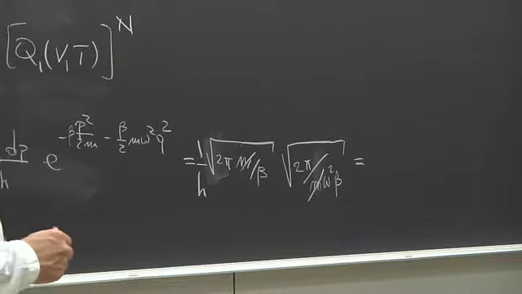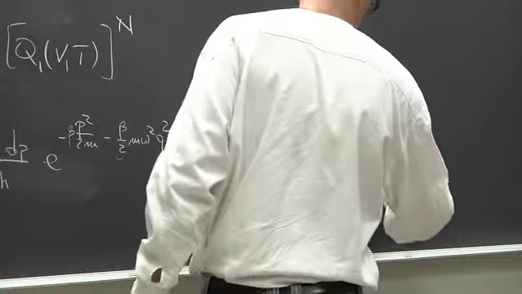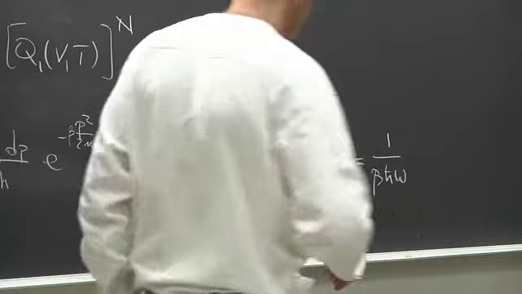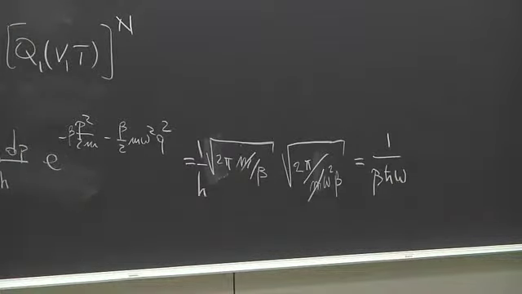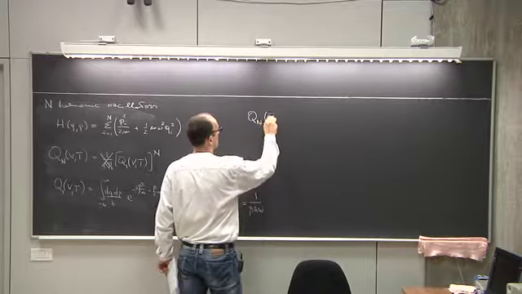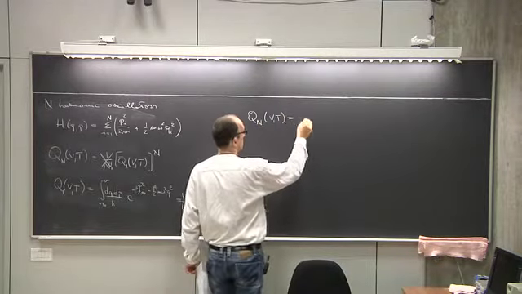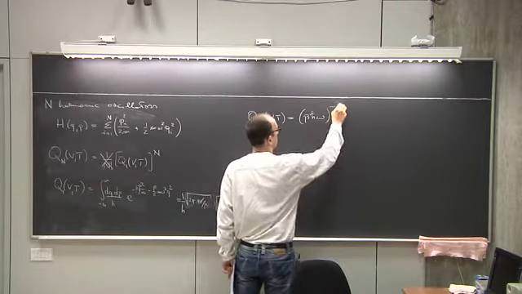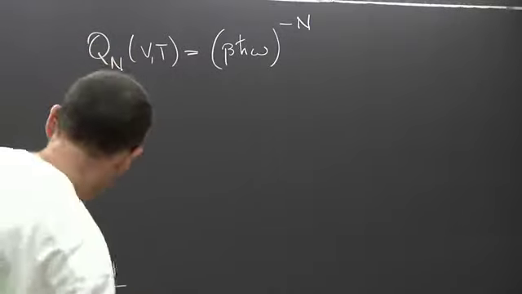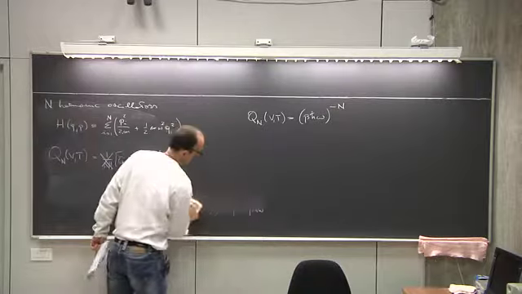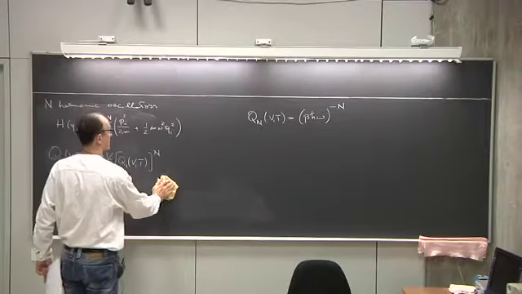And so here you get 1 over beta times h bar omega. Okay? So the partition function for a system of n harmonic oscillators is beta h bar omega to the minus n. Okay? Now from this we can compute all of thermodynamics. So let's write it here.